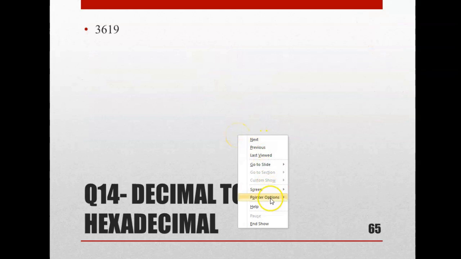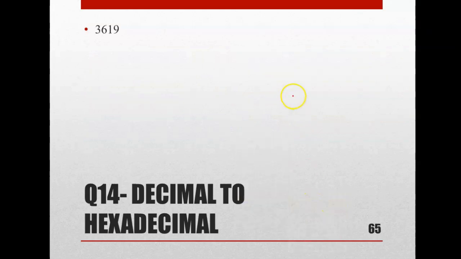Now moving to the next part of question number 14 only. We have decimal to hexadecimal again, and this time we have 3619. Let us go for it. Decimal to hexadecimal, again you divide it by 16. So we have 36 here, 16 times 2 is 32 and 4 left, making 41. So 41, 32 and 49, 9, 99.